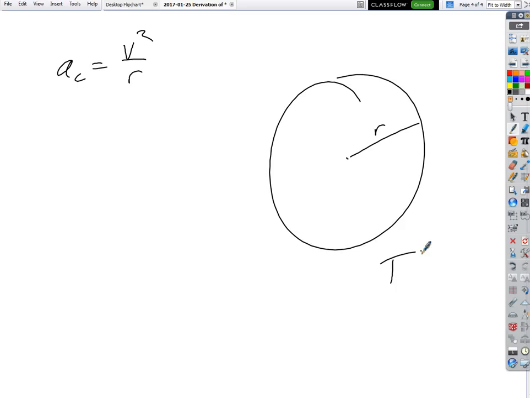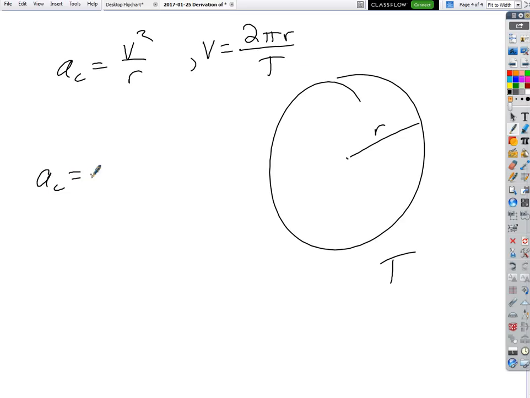Okay, that's an angle, but what's the distance it's going to travel? 2 pi. Almost. 2 pi r. That's the circumference of a circle, right? It's going to travel one circumference every T seconds, because that's what T means. It's the period. So in this case we could trade v for 2 pi r over T. Let's make that substitution and just see what we get.